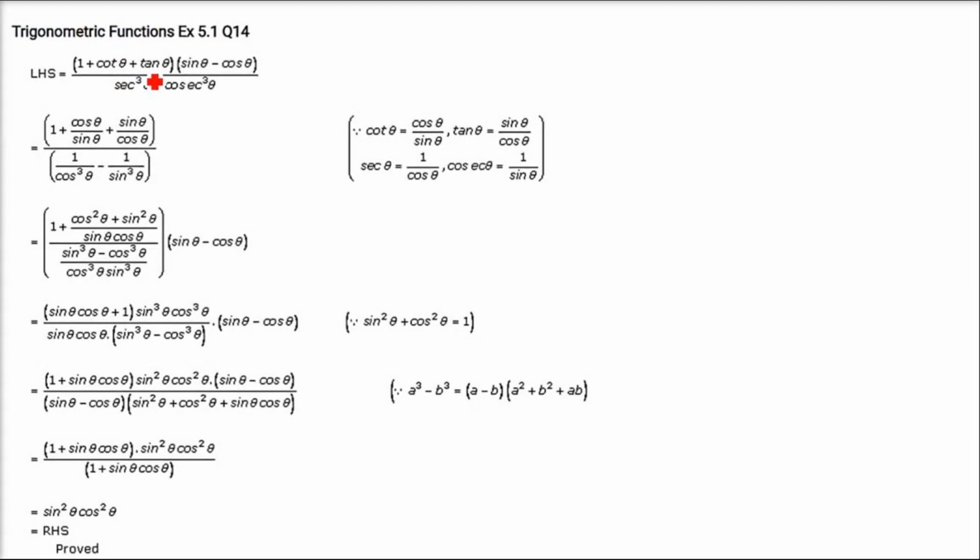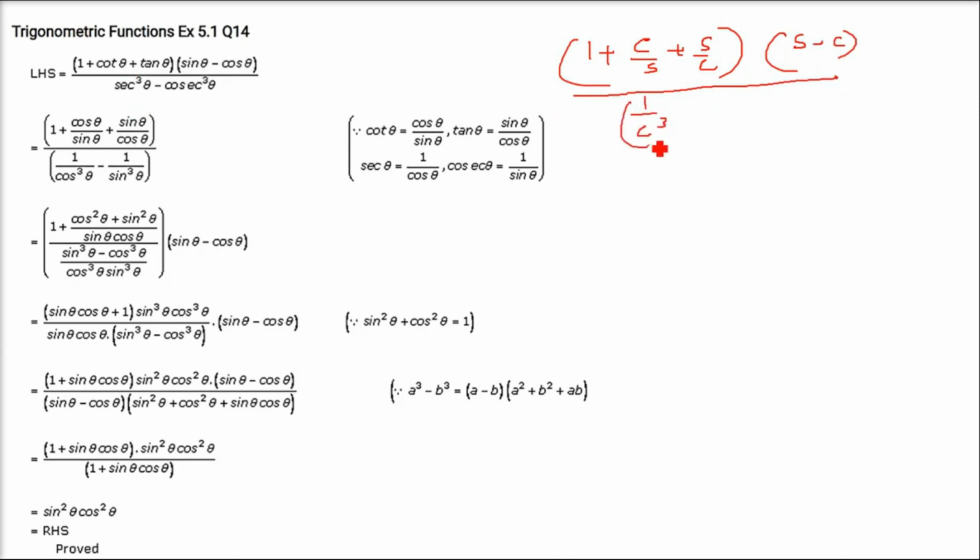Next one is (1 plus cot theta plus tan theta)(sin theta minus cos theta) divided by (sec cube theta minus cosec cube theta). So in this type of problem, what we do, we just convert this cot, tan, sec, cosec into normal form, that is sin and cos form. So how do we do it? See, 1 plus this will be cos by sin, this will be sin by cos, this will be sin minus cos, and here we have 1 by cos cube minus 1 by sin cube.